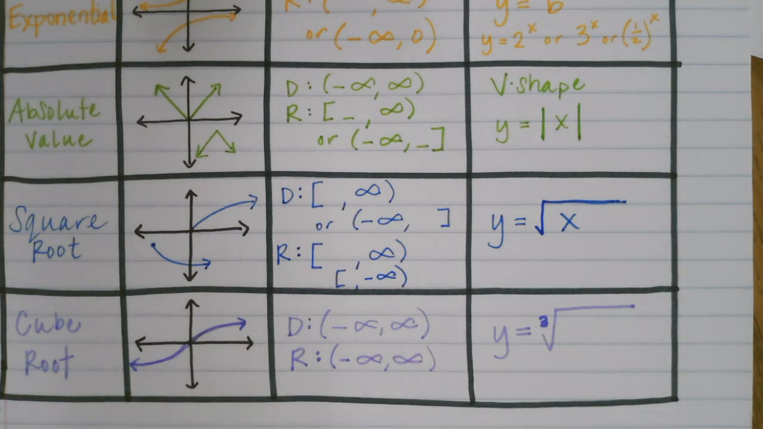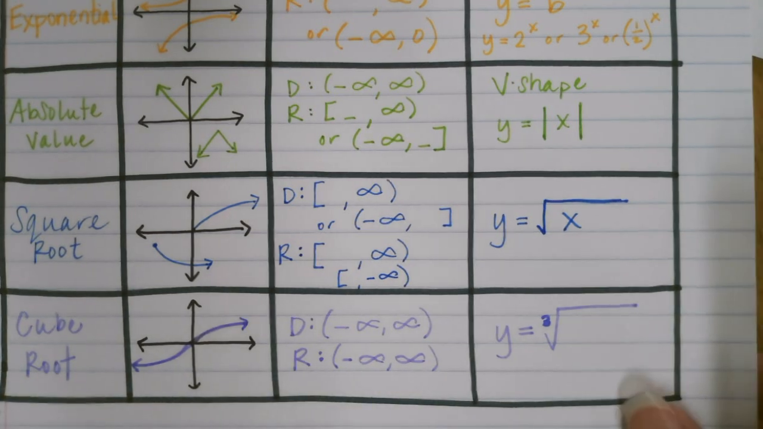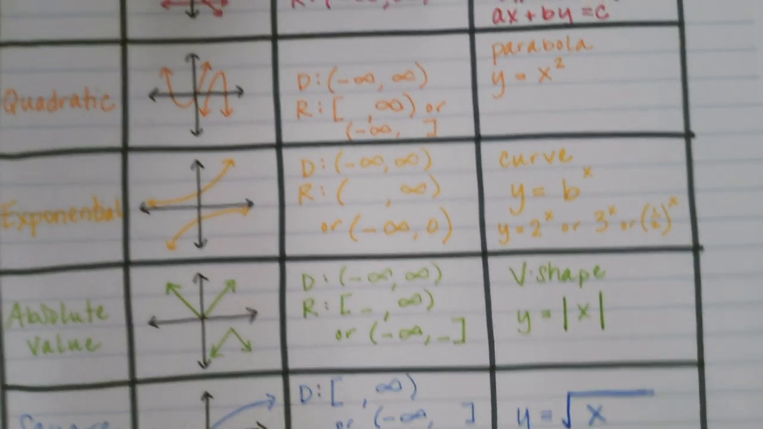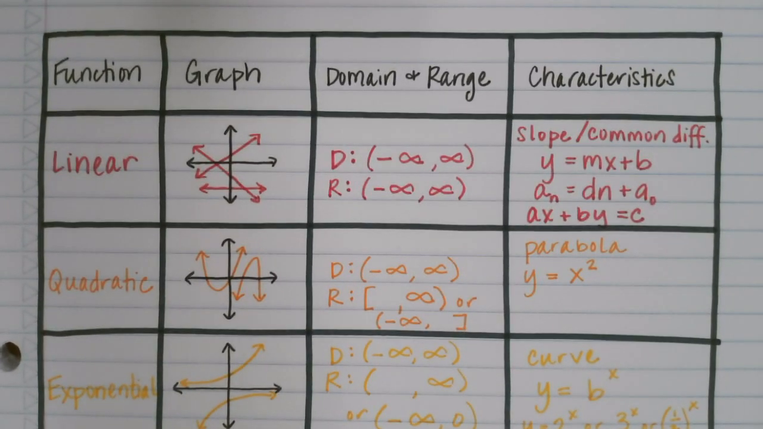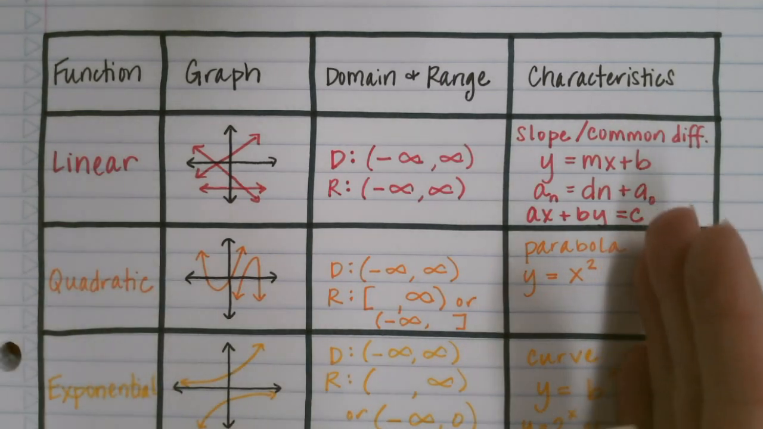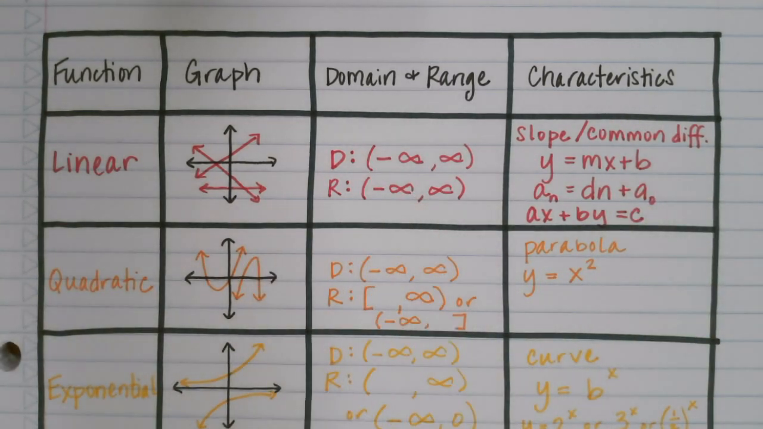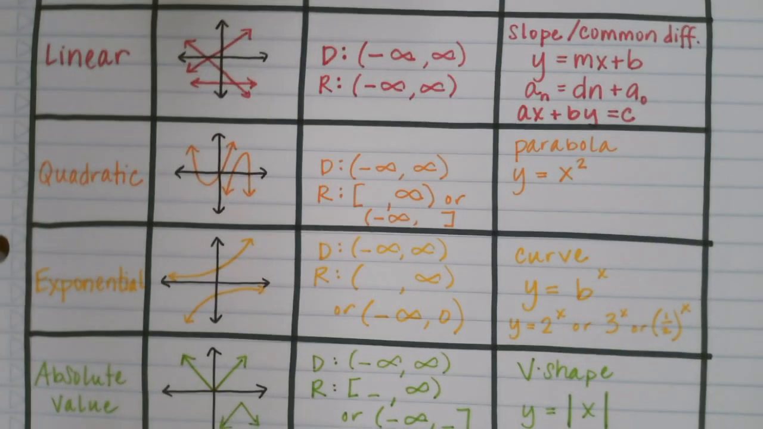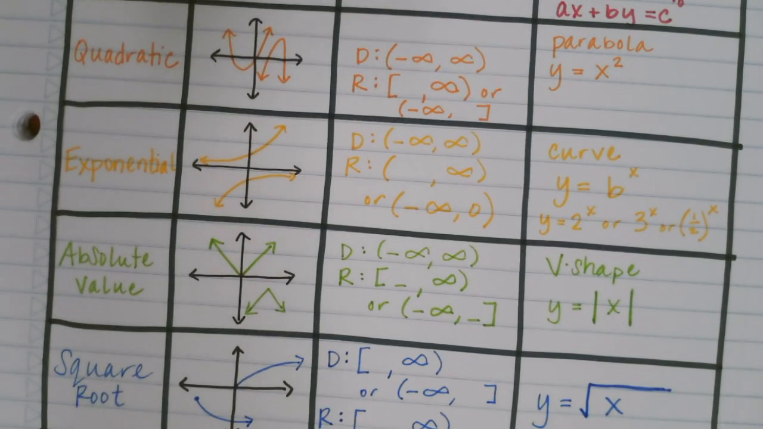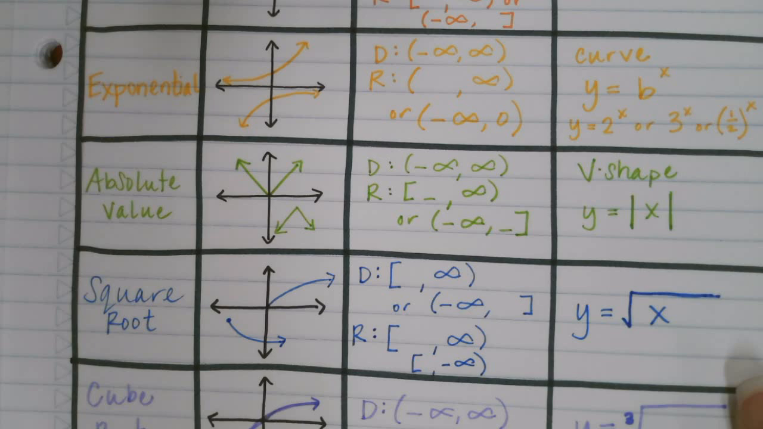All right, so those are the parent functions that we're going to look at. And what we're going to be doing is just identifying which one it is based on whether you look at the graph or you look at the equation, and then we're still working with domain and range. But that just gives you an idea of the 6 parent graphs that we are going to be working with.